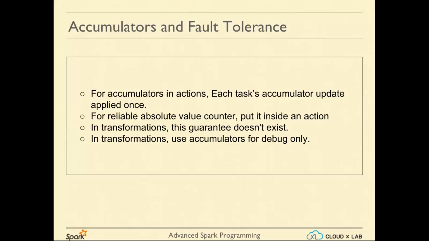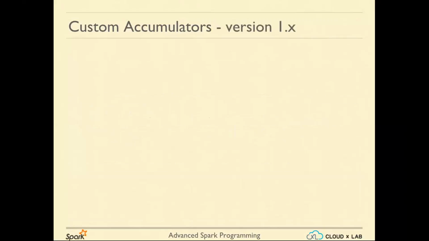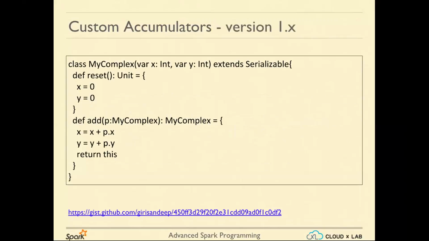All right. And if it is important for you to have exact values as a result of the accumulator, then use that only in action. Don't use it in the transformations. All right. So out of the box, Spark supports accumulators of type double, long, and float. Spark also includes an API to define custom accumulators. So you can define your own custom accumulators, and you can define it in this way.